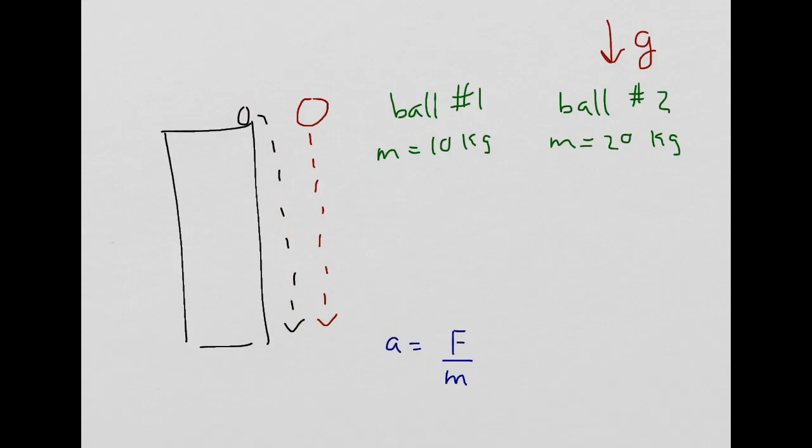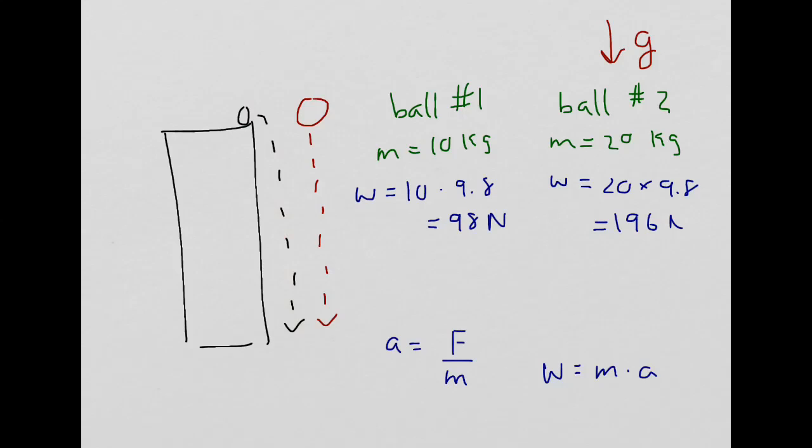So remember, when we're talking about free-falling objects, the only force acting on the ball is its own weight. And remember that weight equals the mass times acceleration. So the weight of ball number 1 is 10 kilograms times acceleration, which is 9.8, so that equals 98 newtons. And the weight of ball number 2 is 20 times 9.8, which equals 196 newtons.